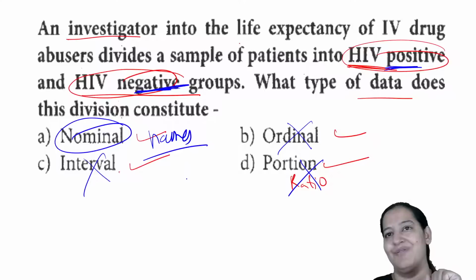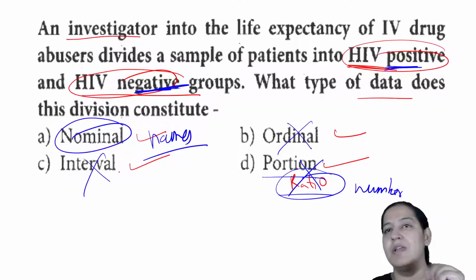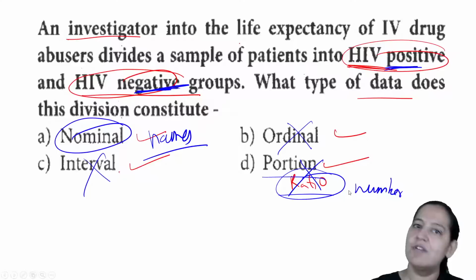Any confusion in it? Why are you people saying it is D? Why are you saying ratio? In ratio there should be an absolute zero and you should be able to take some number. There is no digit here. It is not hemoglobin, where it will be 11, 13, 14. It is HIV positive or HIV negative. It is not a number. So the correct answer among these is A. I hope you got it.